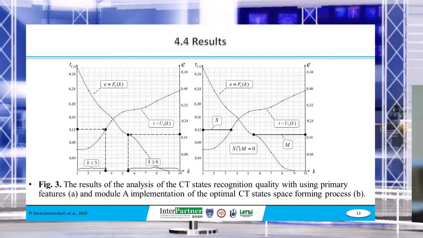Here we can see the results of the analysis of the cutting tool state recognition quality using primary features and module A implementation of the optimal feature space forming process. As we can see, a solution was not obtained because the area of the intersection region S and M did not exist. Next slide, please. In this situation, it is necessary to obtain the secondary features, which we can obtain using wavelet analysis.